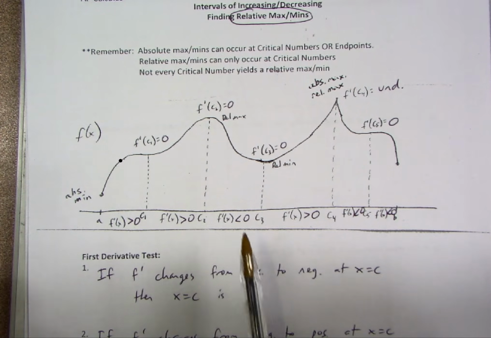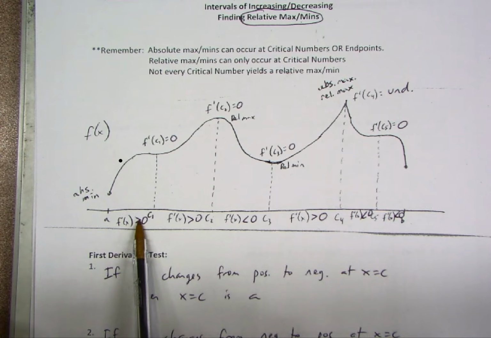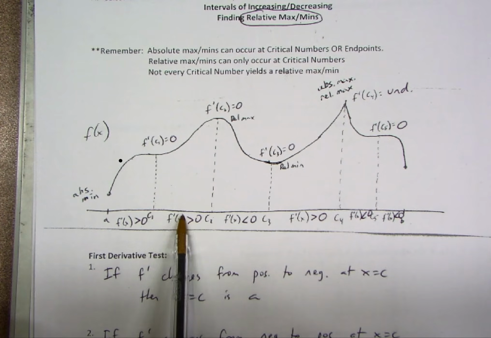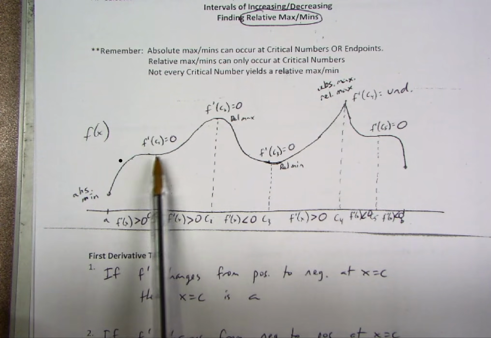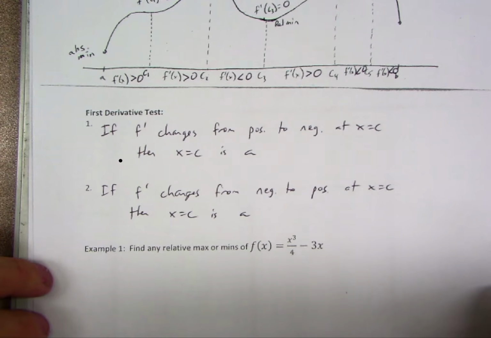And that's what we're going to be after. Because if you notice right here at this critical number, f prime's positive, and then it's positive again. So we don't actually have a relative max or min because f prime did not change sign. This is actually the first derivative test. This is going to be our analysis.